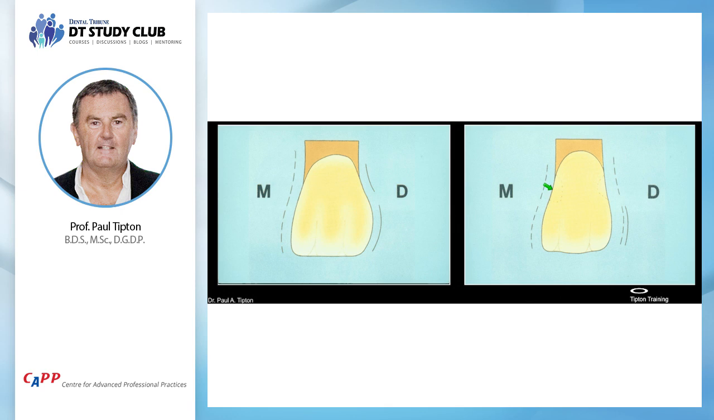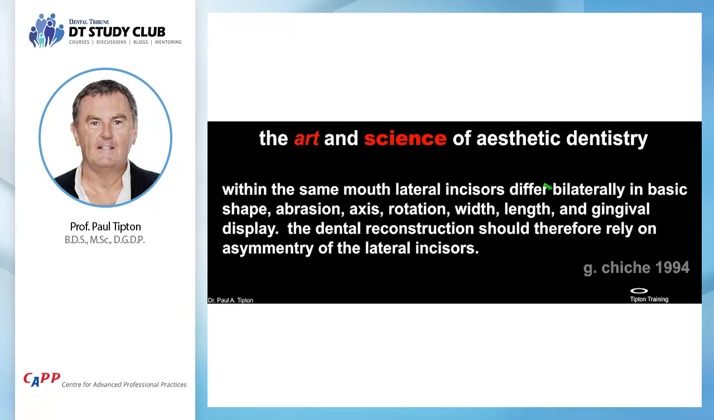Please always look at your restorations, and when your laterals and centrals come back, they should be different shapes. If they're not, it's going to look totally false. And within the same mouth, your lateral incisors will be different. The width will be different, the length will be different, the rotation. I like to look at this and say, this is the way we create personality of the smile. This is where I create sexiness in the smile and personality.